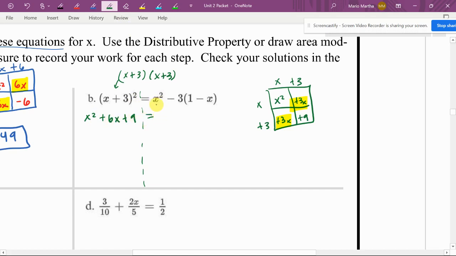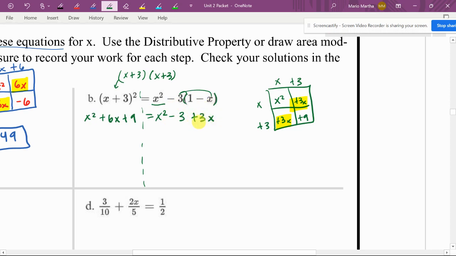On the right side, x² is by itself, so I'm going to leave it by itself still. And then I have a negative 3 times (1 − x), so I want to distribute the negative 3. Negative 3 times positive 1 is negative 3. Negative 3 times negative x gives me positive 3x.